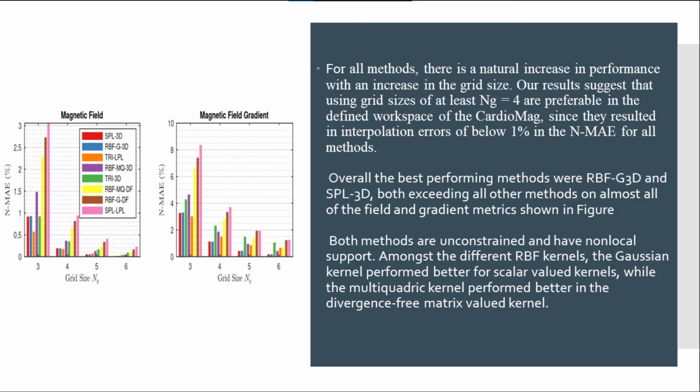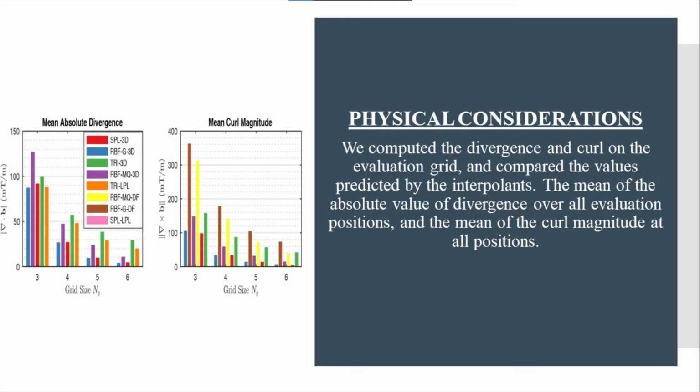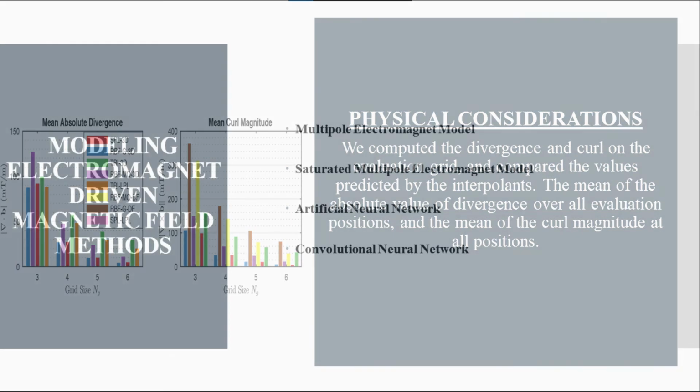Also, we observed that the divergence-free version of RBF were worse on comparison than their scalar counterparts, while for RBF, physically constrained methods performed worse. That was not the case with the tricubic method since tri-LPL consistently outperformed tri-3. In magnetic field gradient, the gradients are estimated from interpolated field values. The gradient is usually represented by the 3x3 gradient matrix. The best performing interpolants were again RBF, G3D and SPL3D.